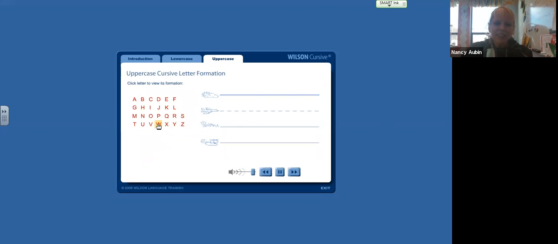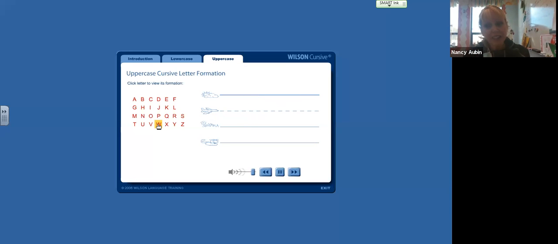All right, get your pencil ready. W. W is a skyline down letter. It starts on the skyline. Point to the skyline. Go on the skyline, then curve down to the grass line. Go up to the plane line. Slide down to the grass line and curve up to the skyline.